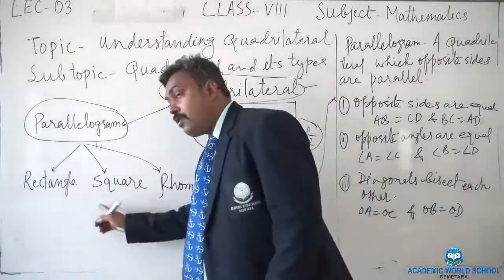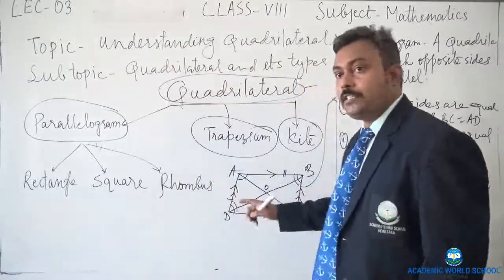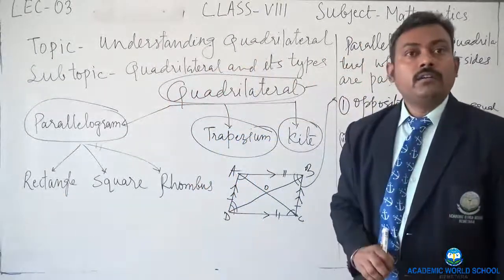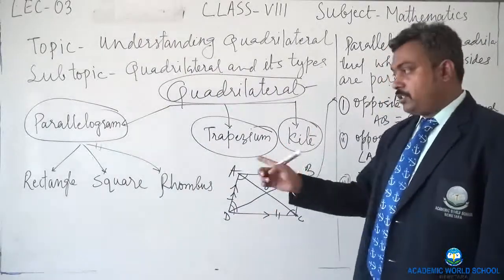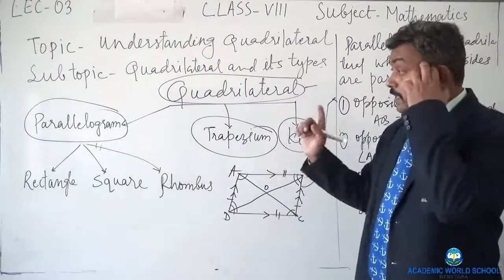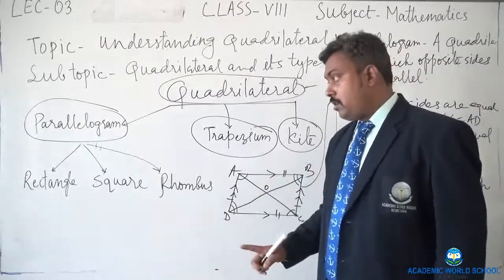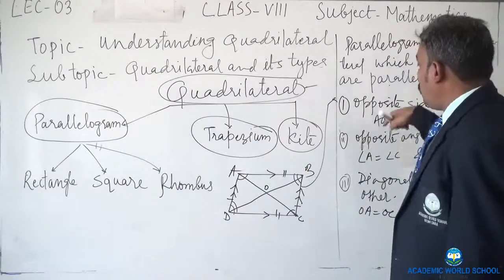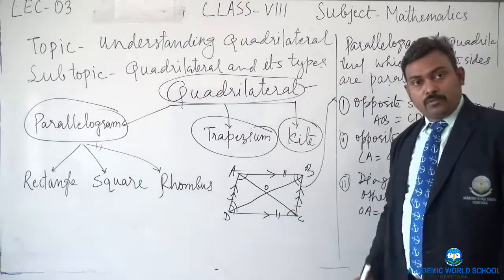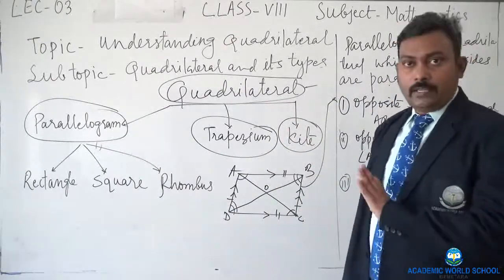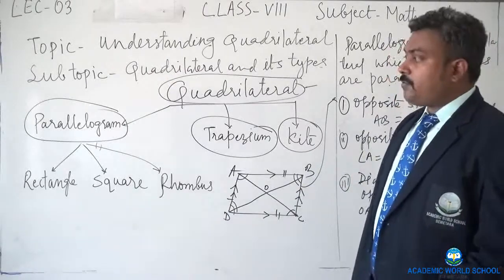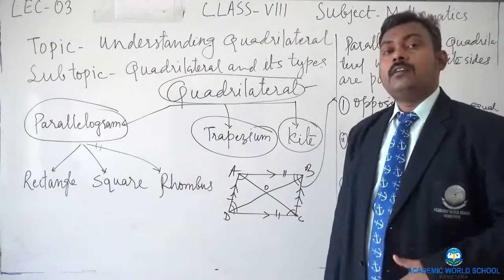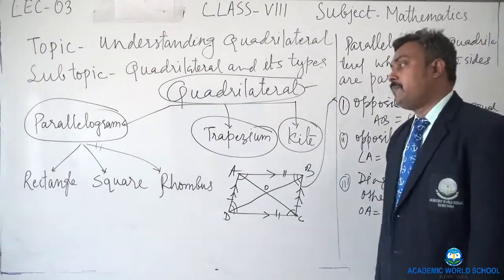Since they are parallelograms, all the properties of a parallelogram will be seen in each of these special types. Rectangle, square and rhombus are all parallelograms, so each property of a parallelogram also applies there. Apart from that, they have some specific properties, because of which they have different names.